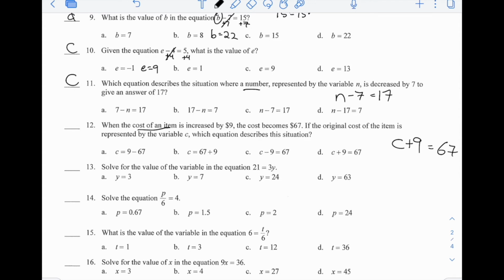If the original cost of the item is C, what's the description? C plus 9 equals 67, so that would be D.